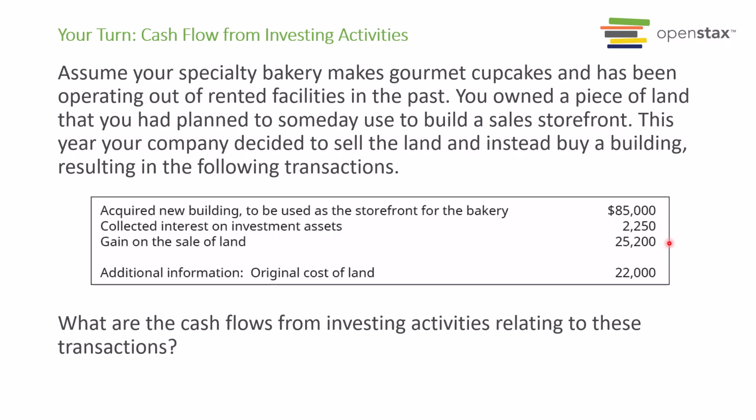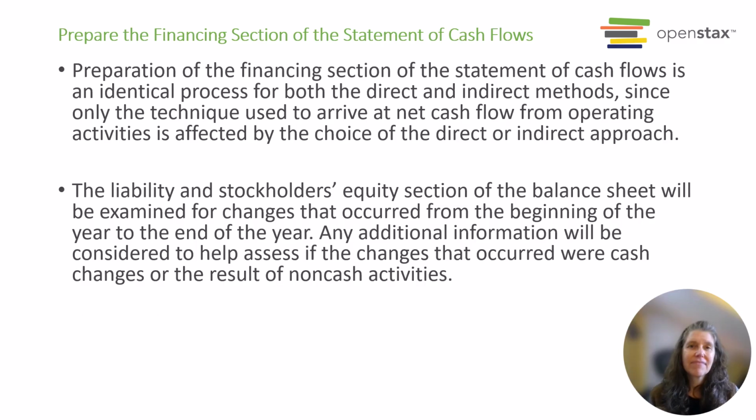And we would list the full proceeds on this sale, $25,200, in the investing section. And then we'll manage these other items as we move through our process. And so now we're into the third and final section of our cash flow statement. We're going to be looking at the financing section.